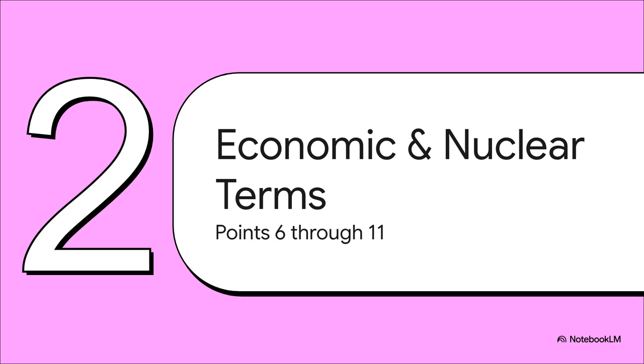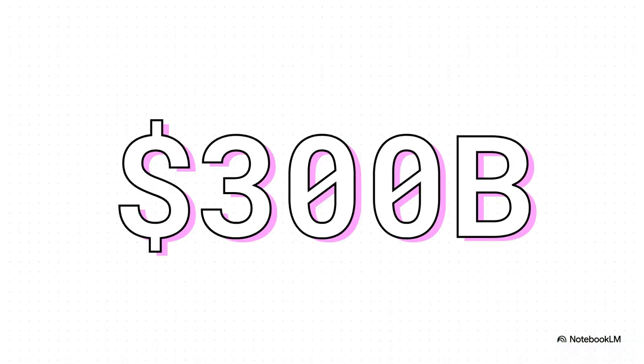Moving on to Chapter 2, Economic Relief and Nuclear Terms, which encompasses points 6 through 11. Point 6 tackles the Reconstruction Fund, and the scale here is literally staggering. The agreement stipulates a minimum of $300 billion for this fund. That's a foundational economic pillar of this deal. It's designed to guarantee massive capital for rebuilding efforts, setting a hard, non-negotiable financial floor at $300 billion.